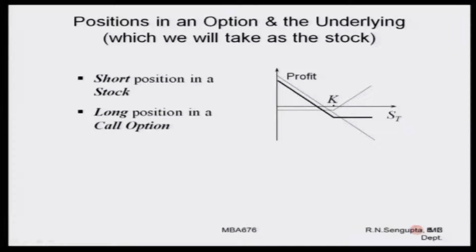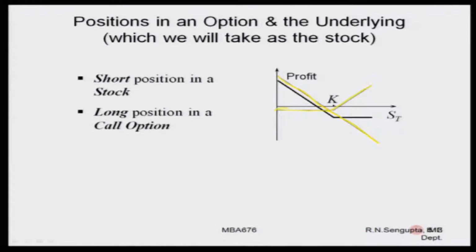Similarly, you may be thinking, this was the case where you think ST is greater than K is going to happen. What if you think ST is going to be less than K, can you do that? The answer is yes, we will see that in a few moments. So, consider a position in an option and the underlying where you think the prices would be on a downward trend. Consider a short position in a stock, which is this one, and the long call, which is this one.